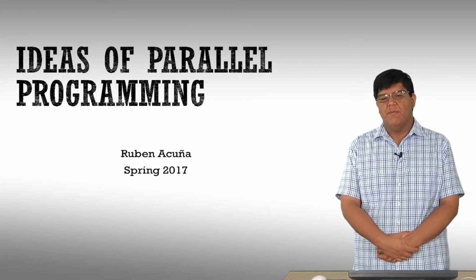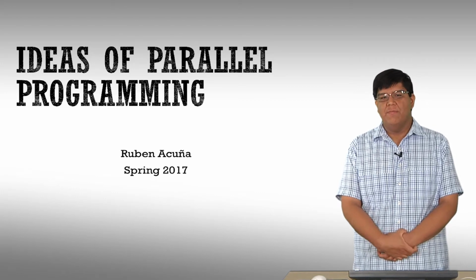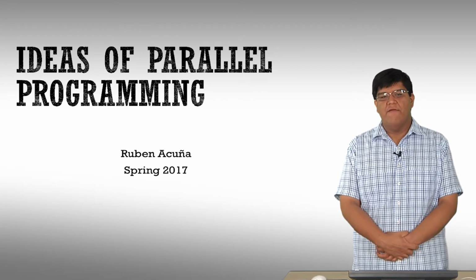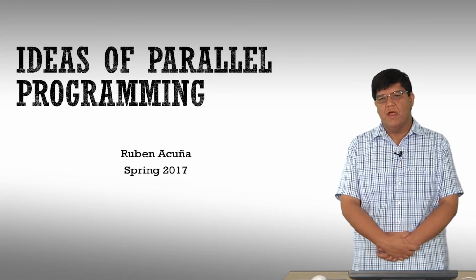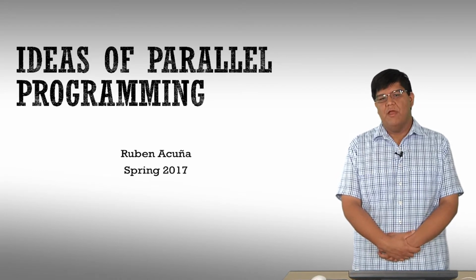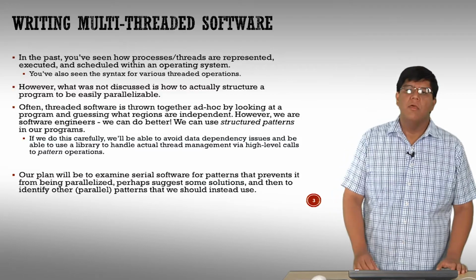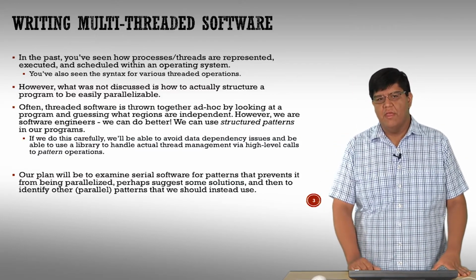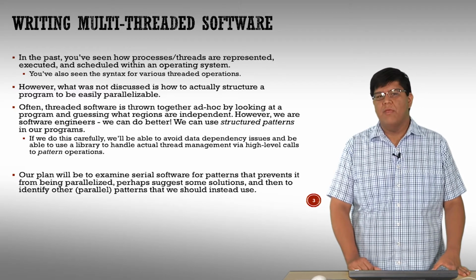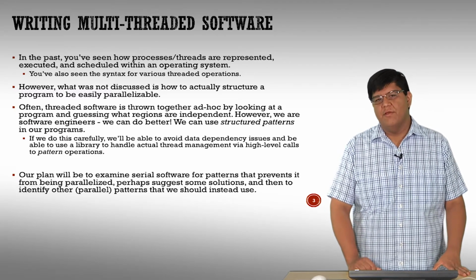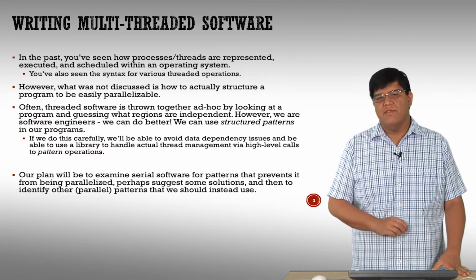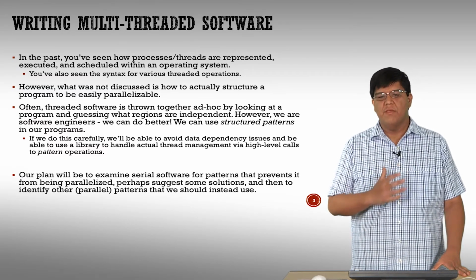But what we really haven't talked about is how do you actually build software from the ground up that can take advantage of multi-threading, having programs broken into pieces that can operate in parallel. That's what we're going to be talking about in this unit. So we've seen things like the syntax for pthreads. We know how to create threads, we know how to destroy threads, and we've also seen things like OpenMP, where we can say, okay, for this particular loop, I want it to be parallelized such that this part goes to one processor, this other part goes to another processor. We've seen plenty of that.